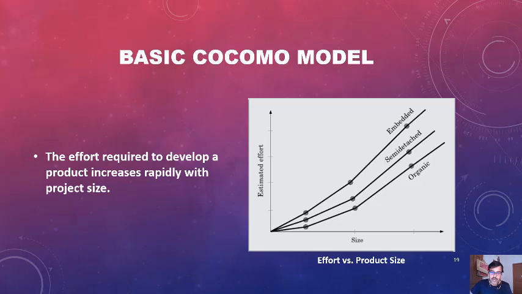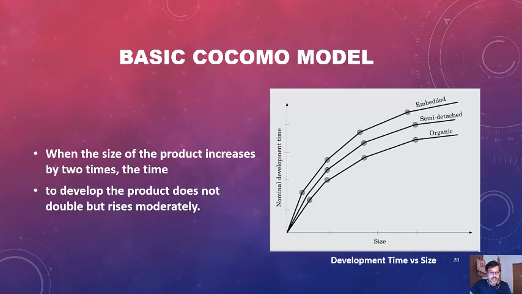So in the case of development time versus product size, when the size of the product increases by 2 times, the time to develop the product does not double but rises moderately. In the first stage, the development time increases a lot with the size of the project, but when the size nears the finish of the project, the development time does not increase in that way as in the first stage of the software.